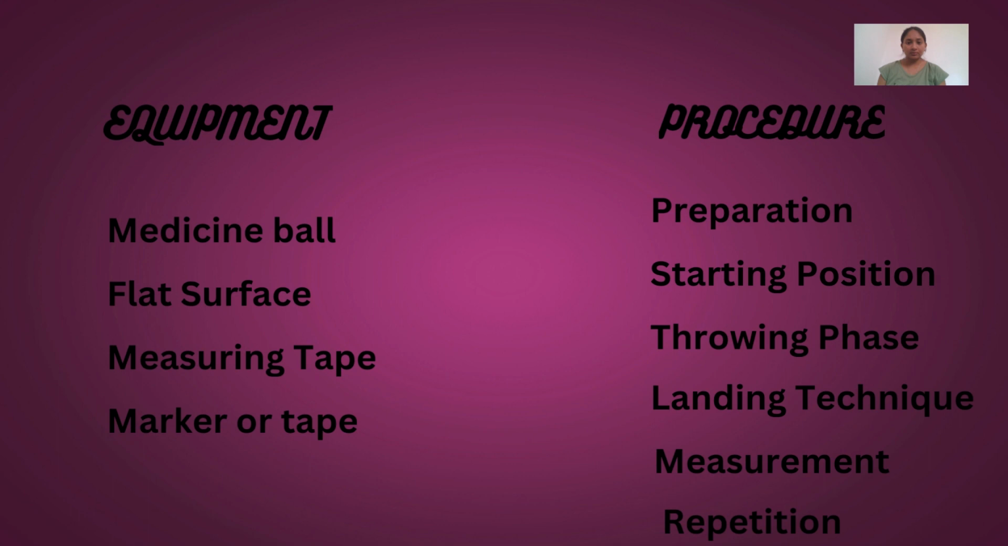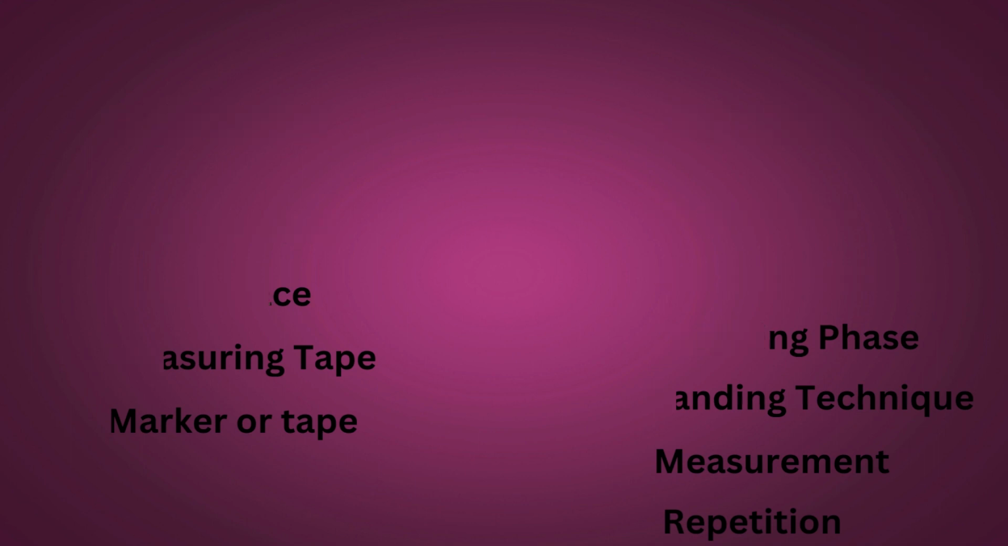The throw should involve the entire body, including a powerful leg drive and upper body rotation. Fourth is landing technique. After the throw, the player maintains balance and control. Excessive steps or movement post throw should be avoided. Fifth is measurement. The distance the medicine ball travels is measured from the starting point to the point where it first contacts the ground. Sixth is repetition. The test can be repeated for multiple trials and the best throw distance is recorded.